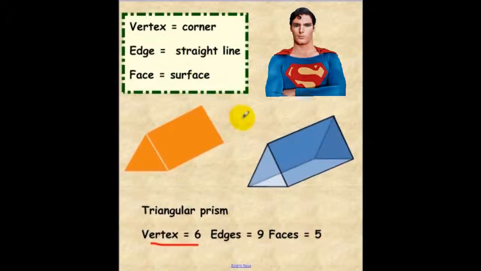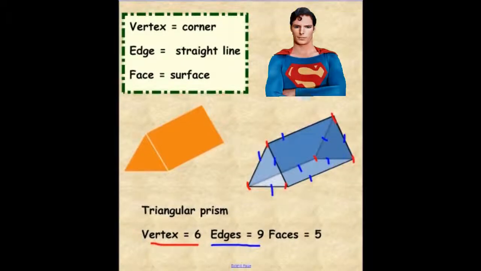Okay, let's look and see how many corners there are. And again, I provided for you a solid triangular prism and one that is open. Let's see how many corners there are. We have 1, 2, 3, 4, and in the back is 5, and then we have 6. So there are 6 corners. Next, let's determine how many edges there are. And it says here there's 9. So here's 1, 2, 3, 4, 5, 6, 7, 8, and we have 9.